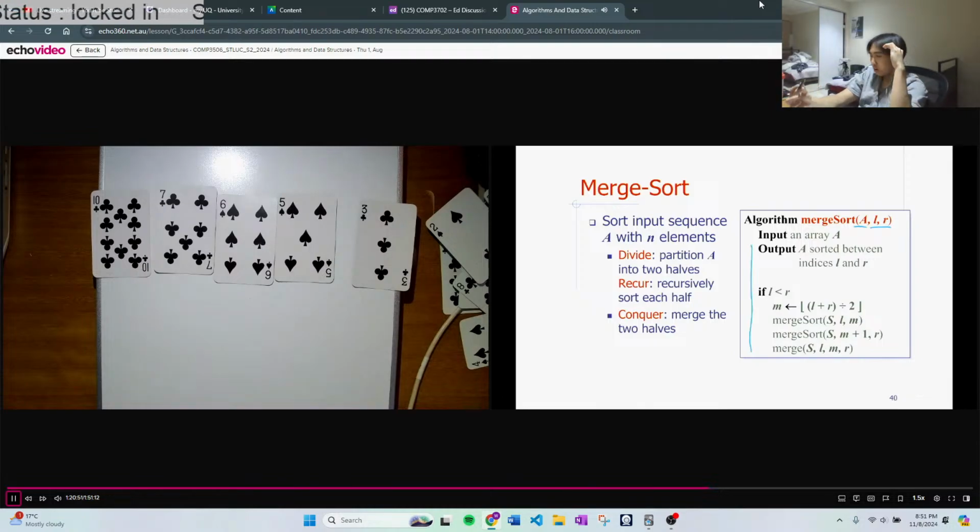And this looks really simple because it is. You take an array of size n, while the pointers haven't crossed each other, you find the middle point, you call merge sort on the left half, you call merge sort on the right half, and then you merge the two together.